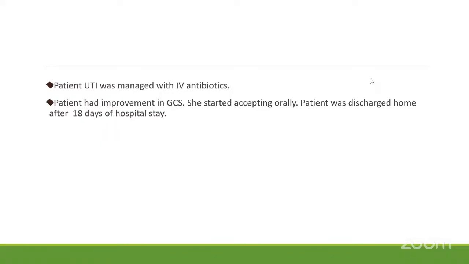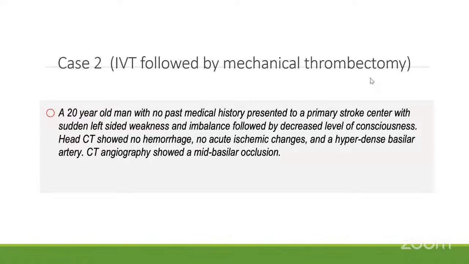Continue, please. So case 2 is IV thrombolysis followed by mechanical thrombectomy. A 20-year-old man with no past medical history presented to a primary stroke center with sudden left side weakness and imbalance, followed by decreased level of consciousness.